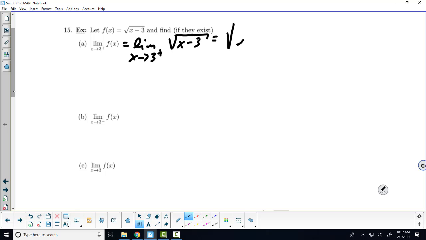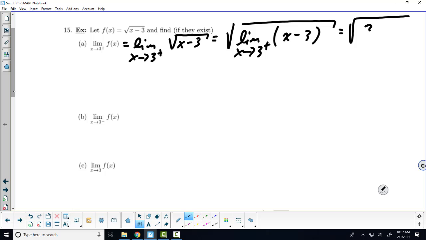So we pass the limit through the square root. But now what are we taking the limit of? x minus 3, which is a polynomial, right? So with polynomials, we can be as careless as you want. With polynomials, we can now evaluate the limit through direct substitution. So here we go. This is just the square root of 3 minus 3, 0, which gives us the square root of 0, which is 0.